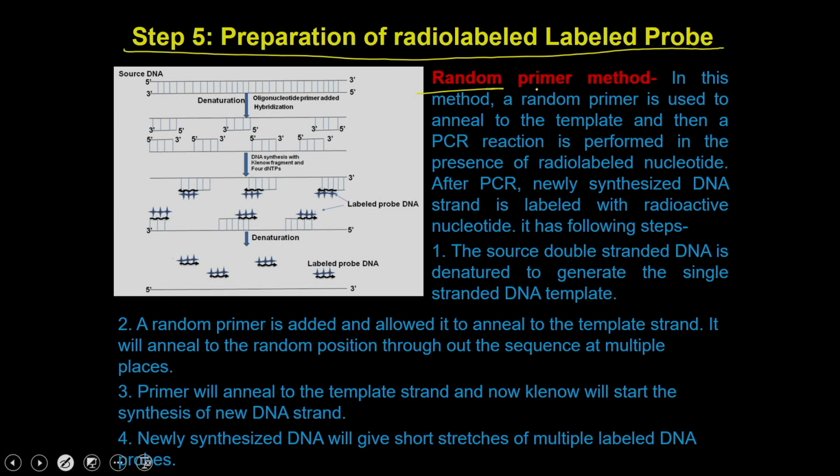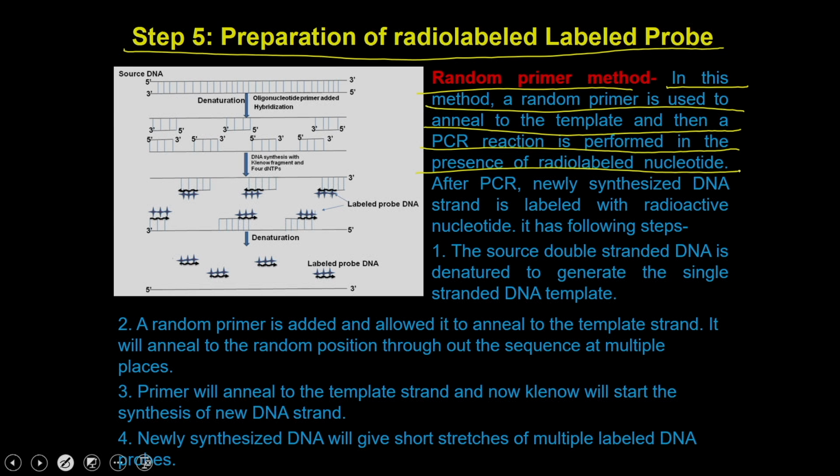In the random primer method, a random primer is used to anneal to the template, and then a PCR reaction is performed in the presence of the radiolabeled nucleotide. After the PCR, the newly synthesized DNA strand is labeled with a radioactive nucleotide. So, it has the following steps.